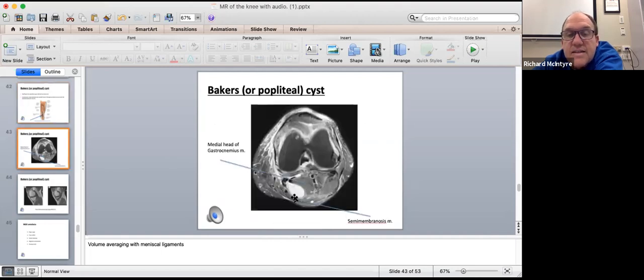Okay, it's a cyst, so it's going to be bright on T2. And we've got the medial head of the gastrocnemius muscle, and we've got the semimembranosus muscle. And we've got a whopping great cyst in the middle.